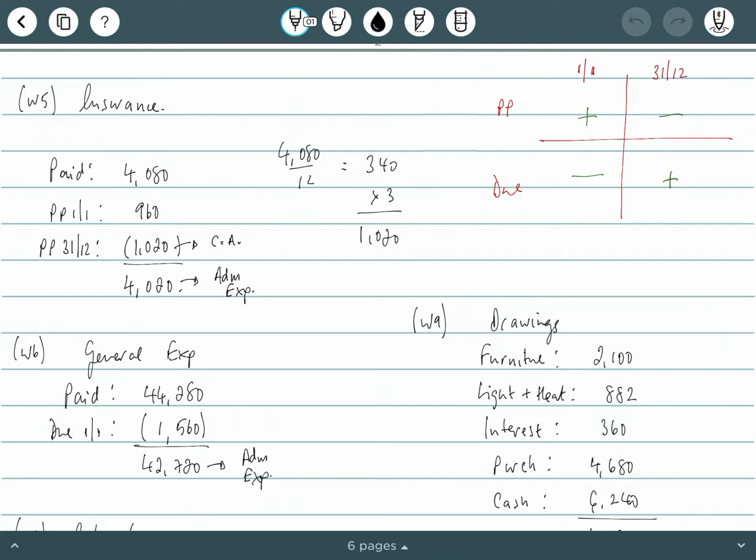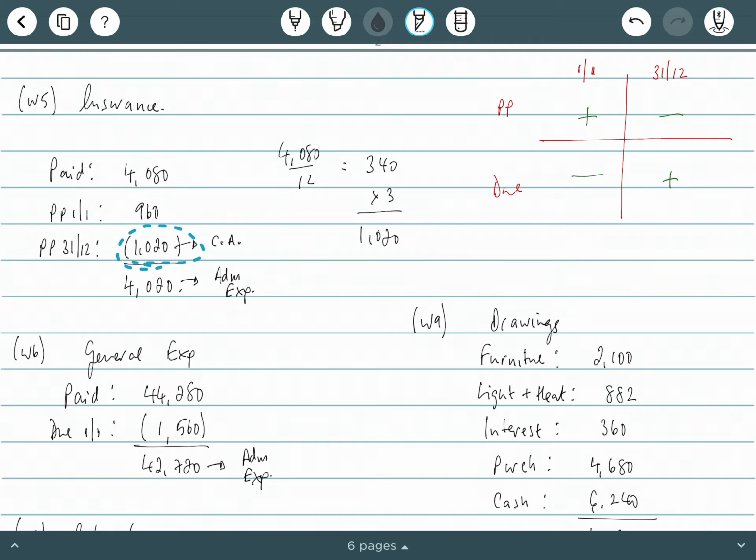On the side note here, lads, I worked out what it was for 1 month: 4080 divided by 12 gave me 340. I multiplied it by 3, and that gave me €1,020. This is prepaid at the end of the year, so it's a current asset. To work out our expense for the year, we take it away. That gives us 4,020 as your admin expense for the year, and your 1,020 can go in as a current asset in your balance sheet.